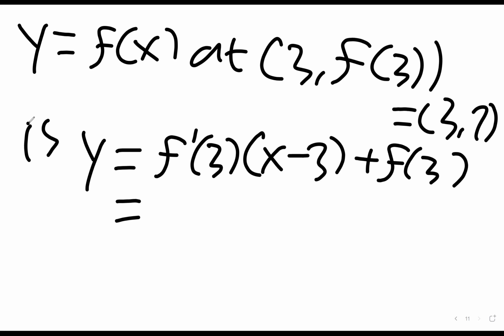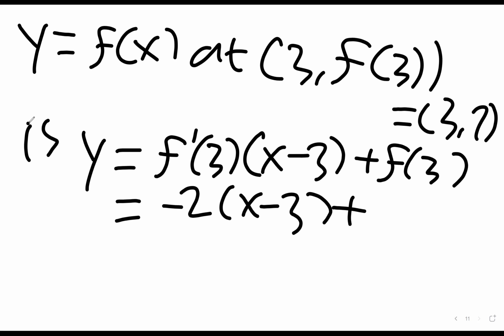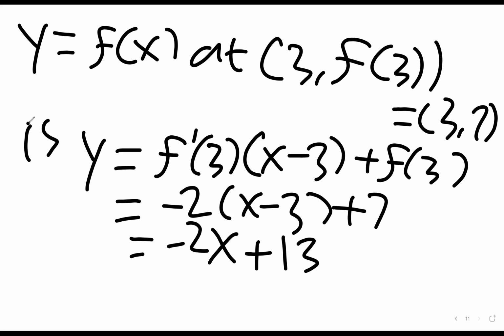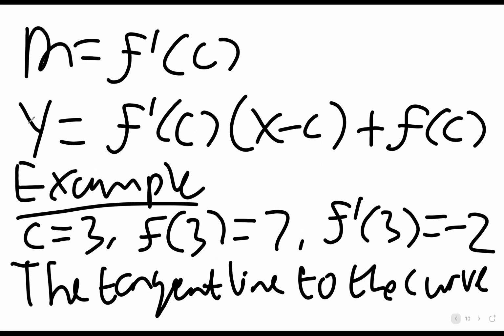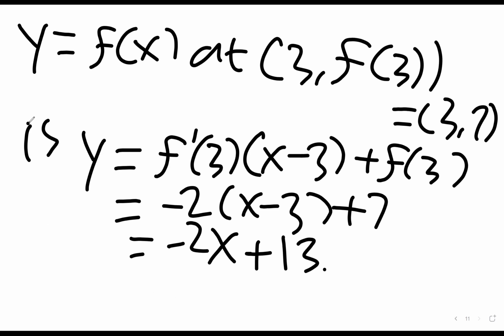f prime of 3 is -2, multiplied by (x minus 3) plus 7. So you see that I have -2x plus 6 plus 7, which is 13. I have -2x plus 13. Okay, so that's the equation of the tangent line to the curve y equals f of x at the point (3, f(3)), or (3, 7). All right.